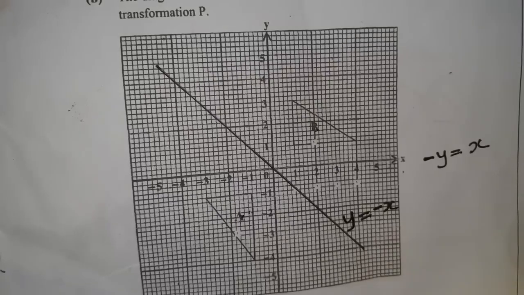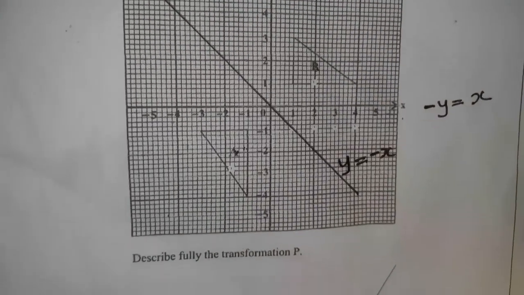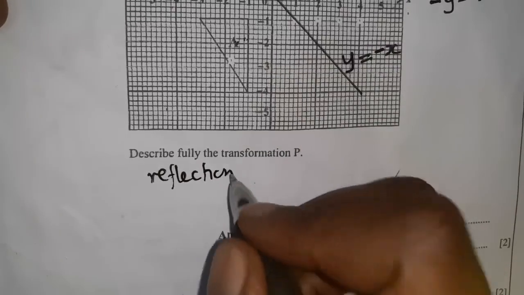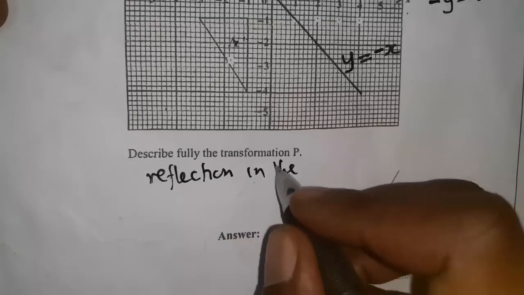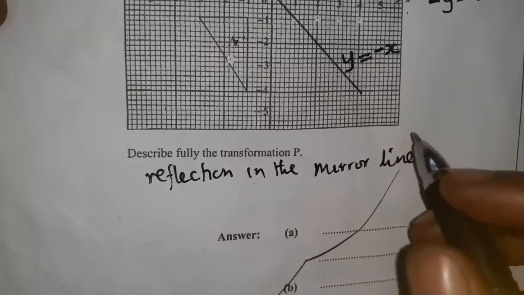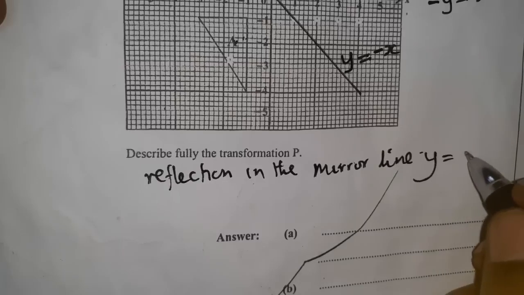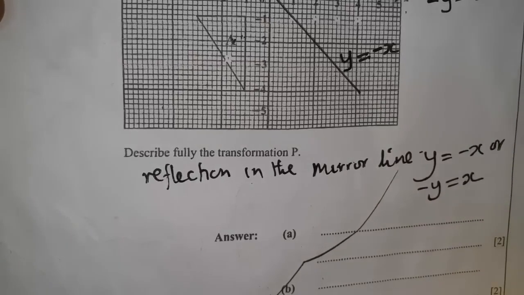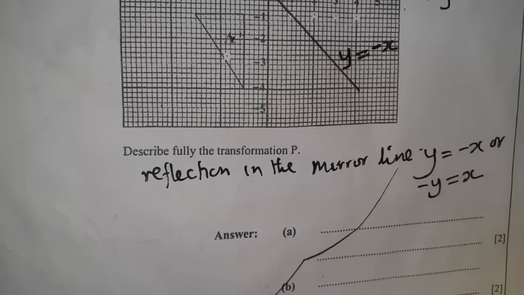So to describe here on the description part, what can we write? It's a reflection. The transformation is a reflection in the mirror line y is equals to negative x, or you can say negative y is equals to x. That is what we are going to have here. I hope this is very clear.